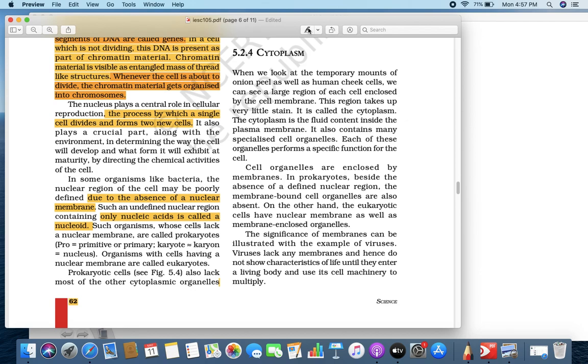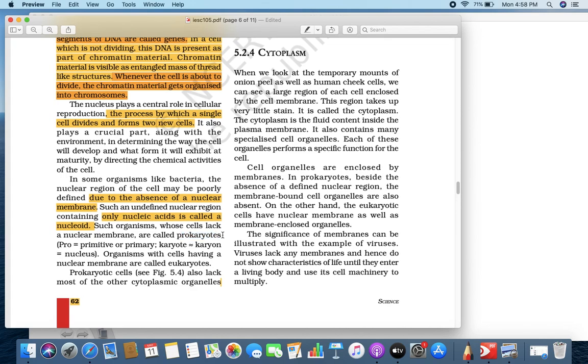Such organisms, which do not have a nuclear membrane, are called prokaryotes. So who are called prokaryotes? The organisms like bacteria whose nucleus is not properly developed, who do not have a nuclear membrane, such organisms are called prokaryotes.